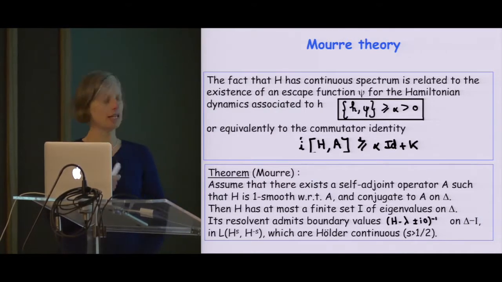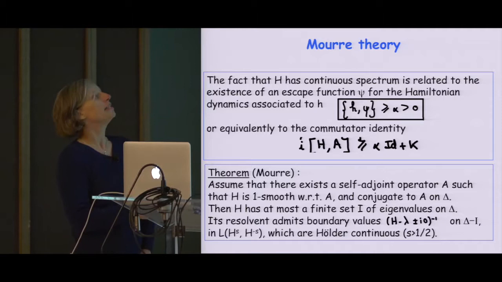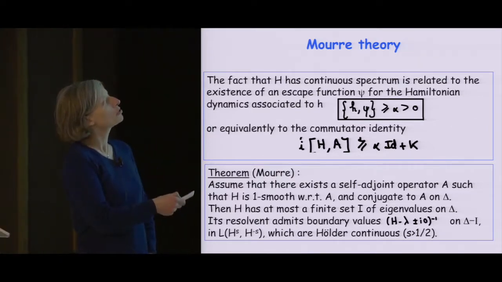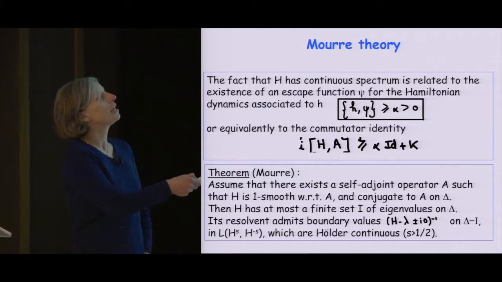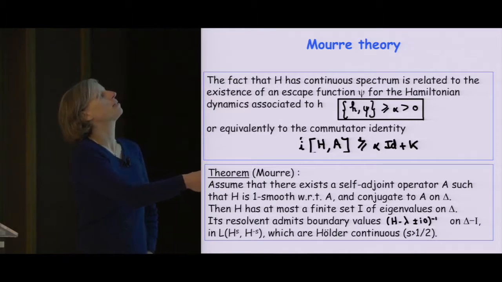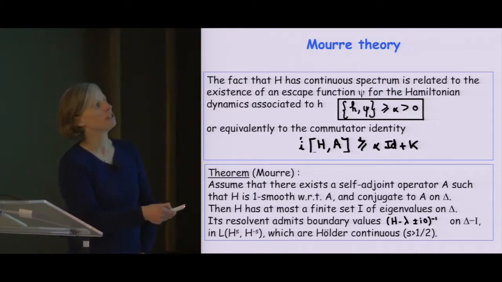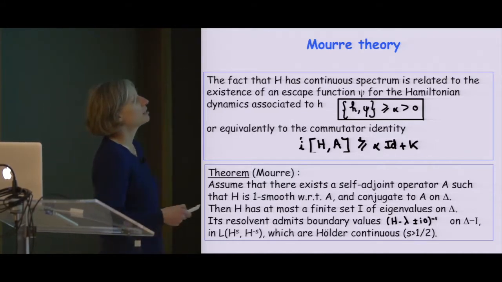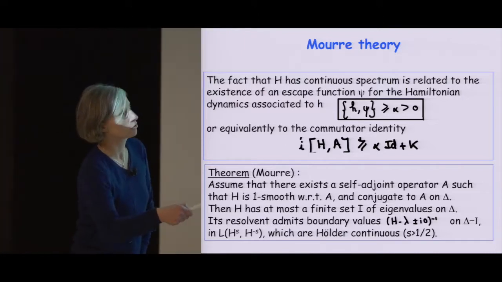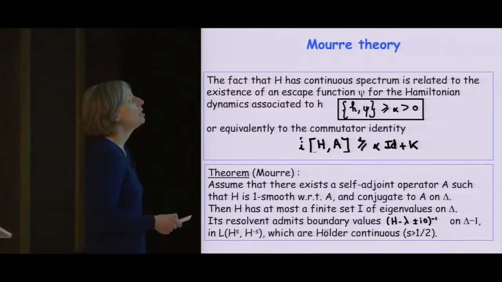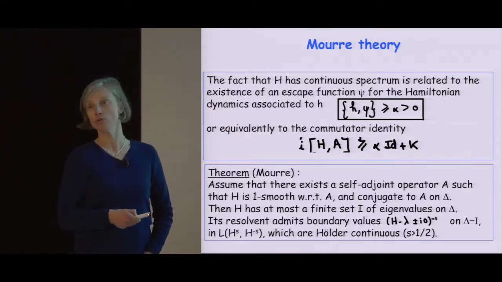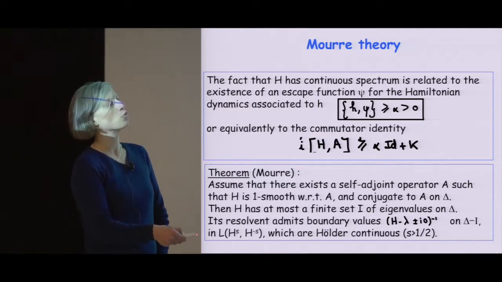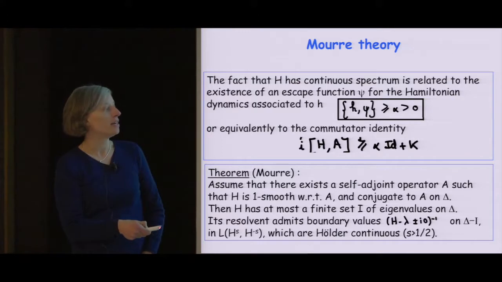Okay, so here what you find is that if you have an escape function, which is written here, then you can find an operator A which satisfies this commutator identity. If you look at the commutator between the operator h, which was my wave propagator, and this A, which is constructed from this function psi here, I obtain that it's bigger than essentially alpha times the identity plus a compact operator. Okay, and if I have this commutator identity, then there is this theorem by Mourre, which, although these are complicated technical things, tells you that H has at most a finite set of eigenvalues, okay? And that its resolvent, so it's just (H minus lambda) to the minus 1, can be defined.